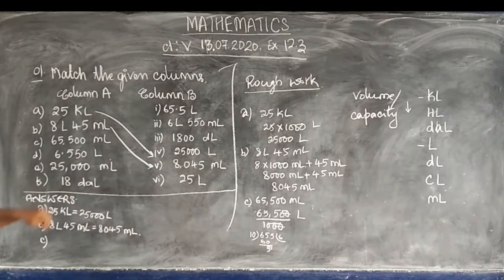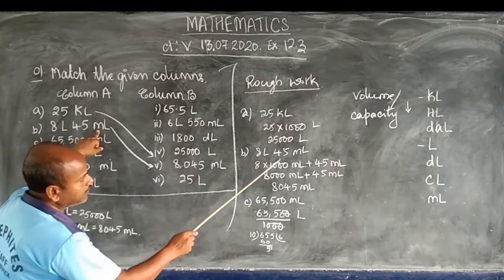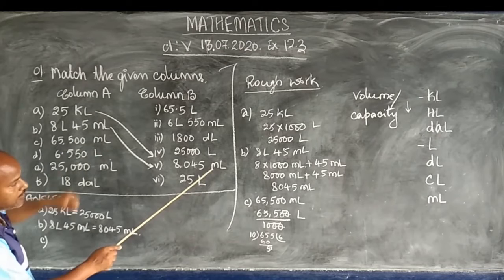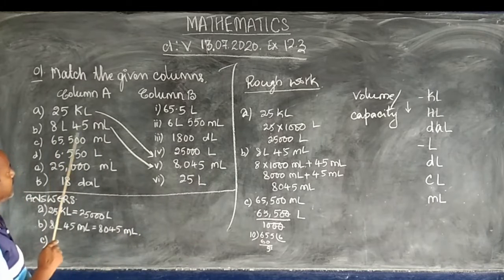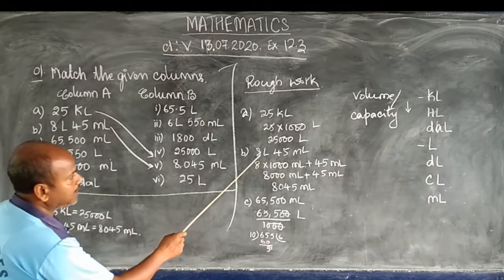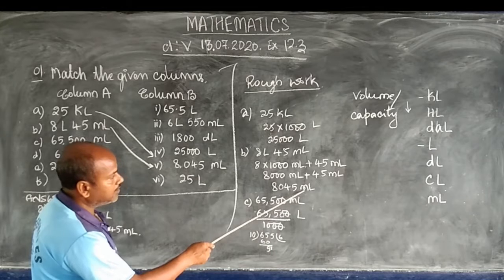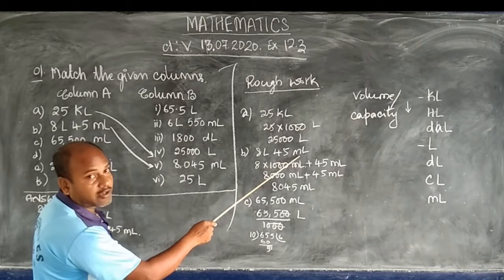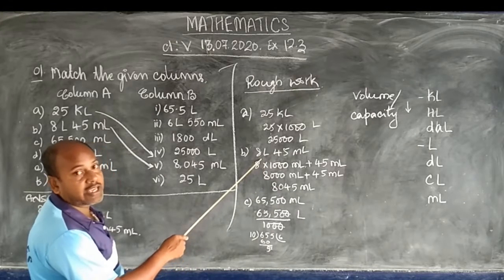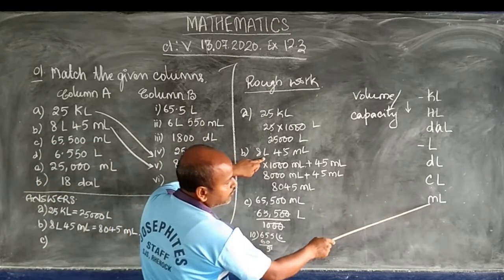Now let's see number B. I have done it here already. Number B says 8 liter 45 milliliter. So 8 liter 45 milliliter can be converted in terms of milliliter. Everything can be converted in terms of milliliter. Let's see how to do it. 45 is already in milliliter. Just convert 8 liter in terms of milliliter.